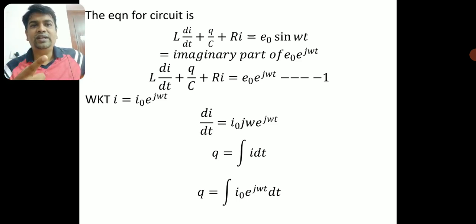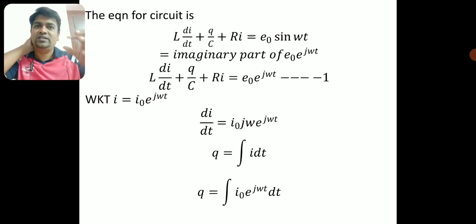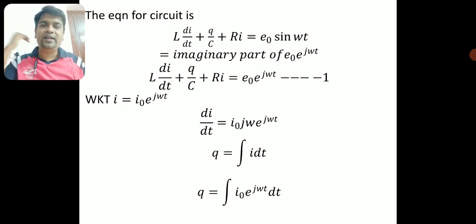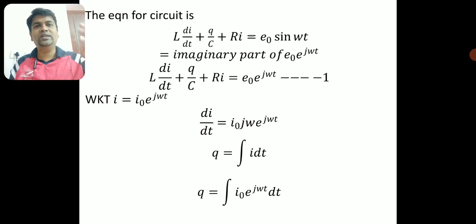I need to find an equation for Q. I need to find an equation for charge, because the second term is Q by C. Charge is the integral of current. I am writing this in reverse order. So far I know that the current is dq by dt. Current is the rate of flow of charge. Now I am writing in a reverse way. So charge is equal to the integral of current. Q is equal to the integral of I dt.